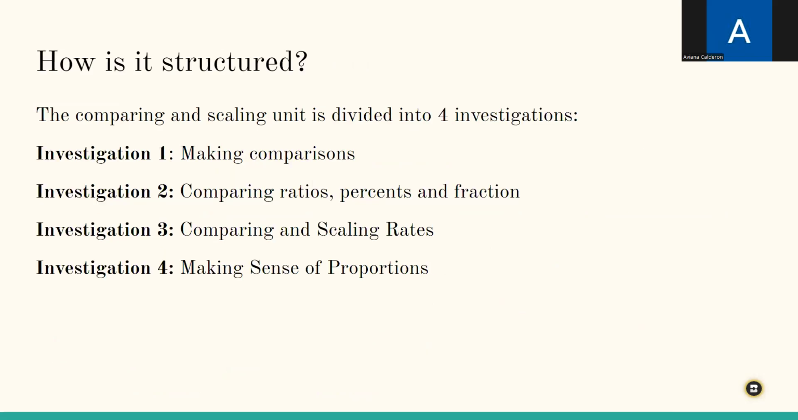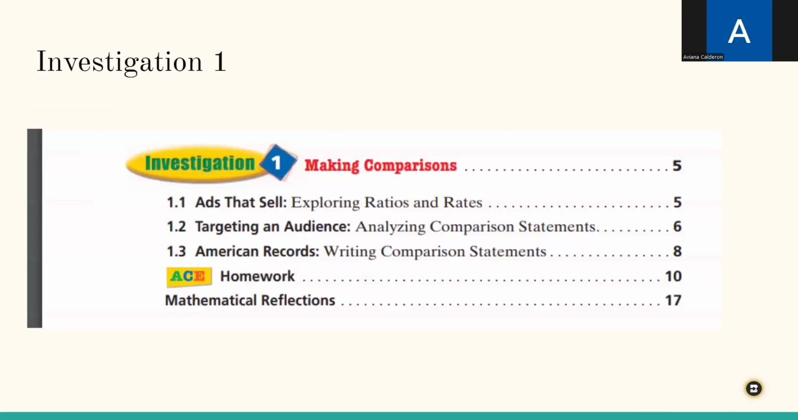How is it structured? The Comparing and Scaling unit is divided into 4 investigations. Investigation 1, making comparisons. Investigation 2, comparing ratios, percents, and fractions. Investigation 3, comparing and scaling rates. Investigation 4, making sense of proportions. In Investigation 1, students will explore rates and ratios, analyze comparison statements, and write comparison statements. They will also receive a homework assignment.